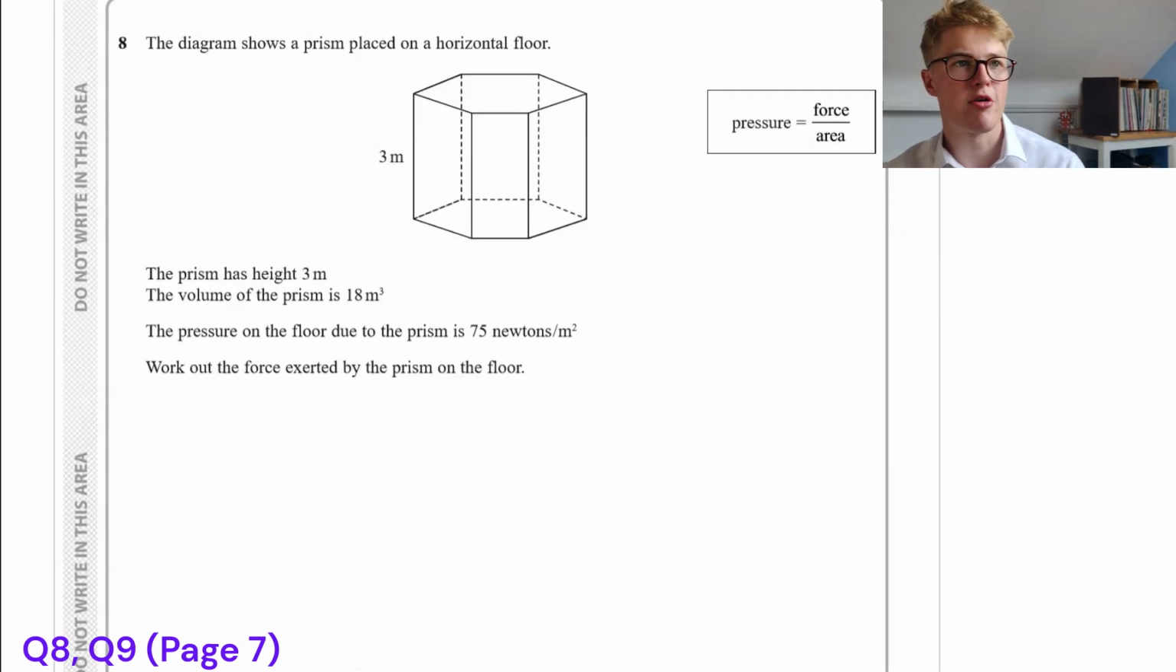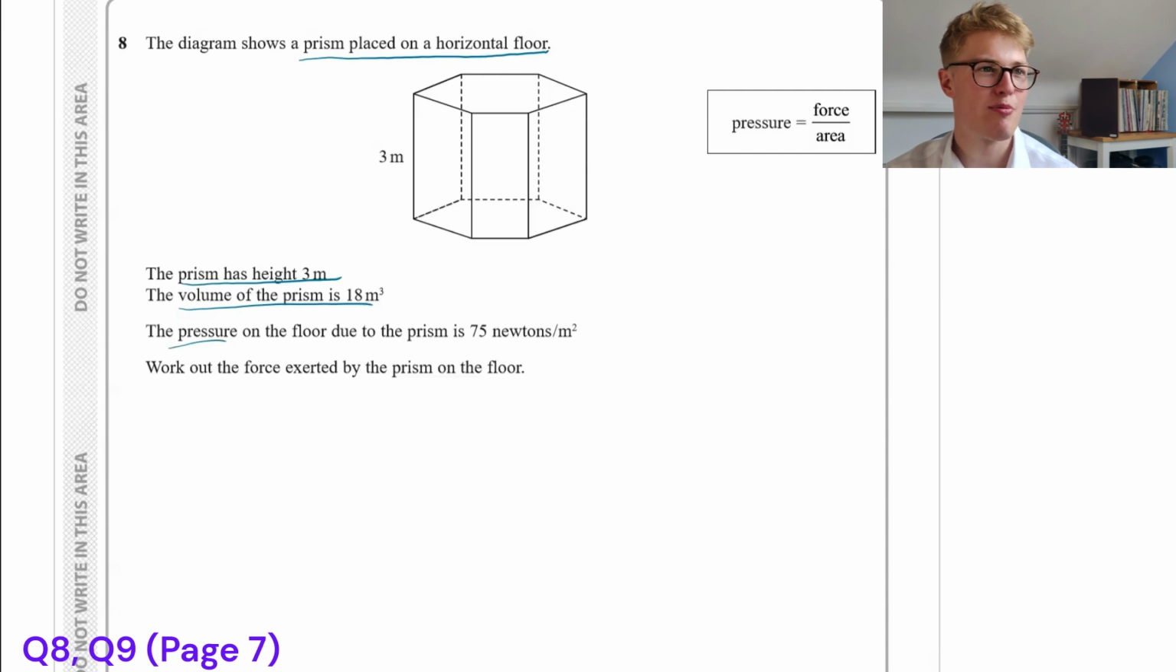The diagram shows a prism placed on a horizontal floor. The prism has height 3 meters, the volume of the prism is 18 meters cubed, the pressure on the floor due to the prism is 75 newtons per meter squared. Work out the force exerted by the prism on the floor.